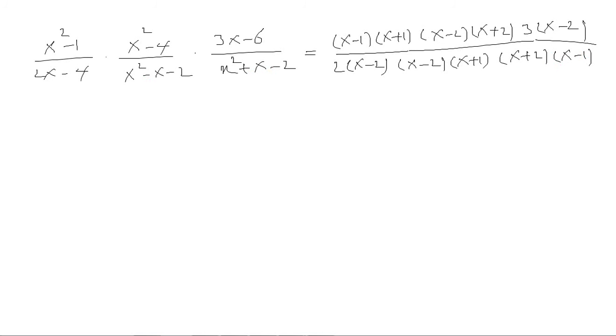Okay, now that I have all the polynomials completely factored, I can begin canceling same factors from numerator and denominator. So I have a factor of x minus 1 here, x minus 1 here. I have a factor of x plus 1 here, x plus 1 here, x minus 2, x minus 2, and x plus 2, x plus 2. Is there anything left? Yes, I have this x minus 2 here and this x minus 2 here. So I'm left with just 3 over 2.